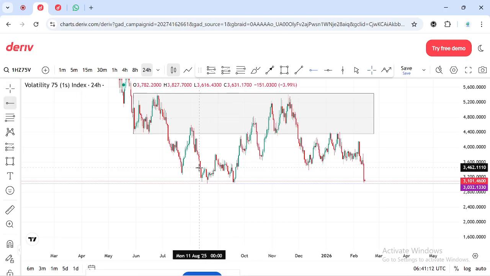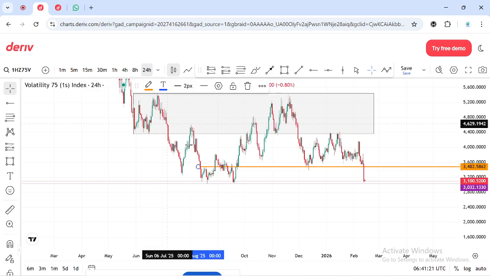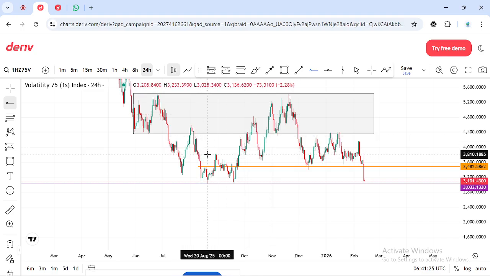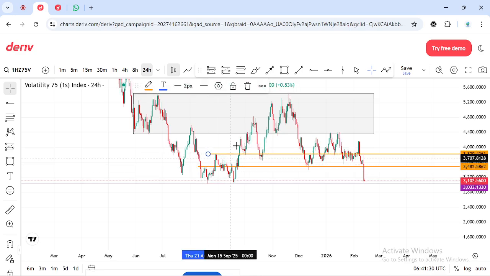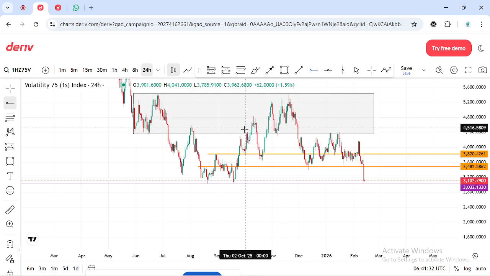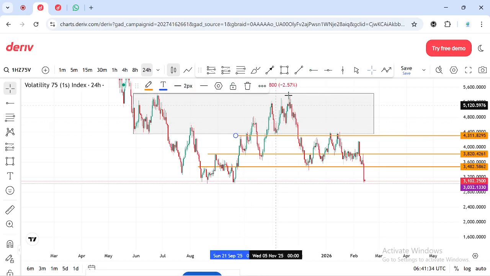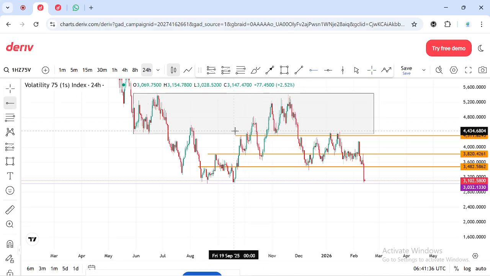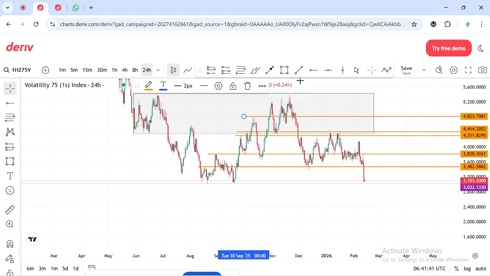So now, the levels we marked out were this level. I want to make this a little bit thick. So we marked out this level. I'll make the color golden. We marked out this level, and this level, and this level also. We marked out this one. We marked out this high, and this high. We marked out this also.